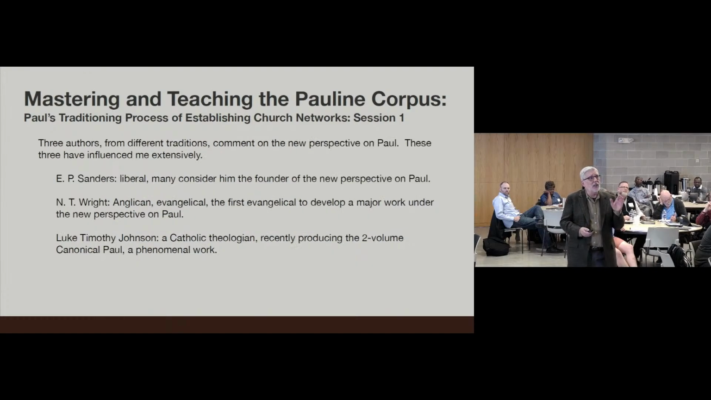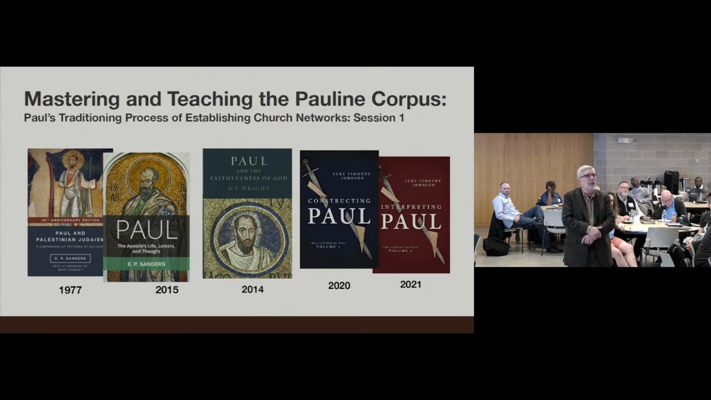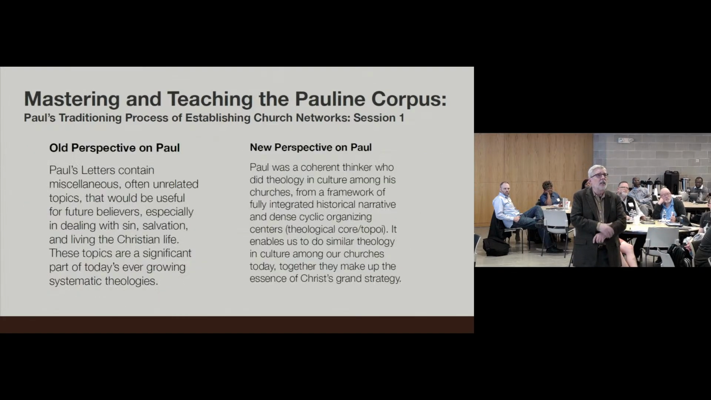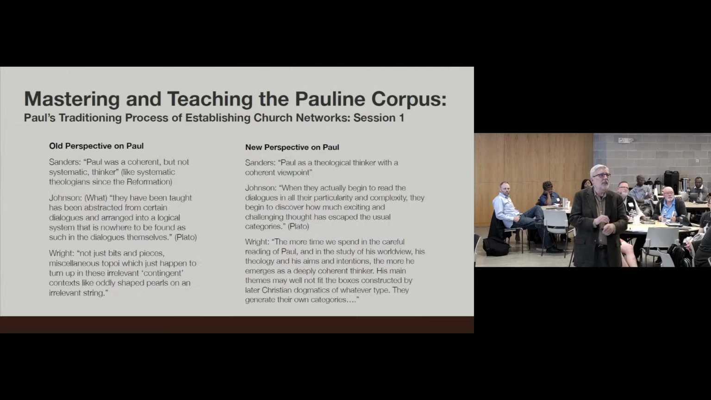Now, the key authors: E.P. Sanders, liberal, and many consider him the foundation of the New Perspective on Paul. I love how Sanders goes through the intention of books, by the way. A lot of respect for him. N.T. Wright, Anglican evangelical, first evangelical to make major work in evangelical circles on the New Perspective on Paul, but really doesn't understand the church. And Luke Timothy Johnson, a Catholic theologian, recently producing the 2-volume Canonical Paul, which is absolutely phenomenal work. And these are the books. And just a couple quotes, again. It's so important to do this fairly fast.